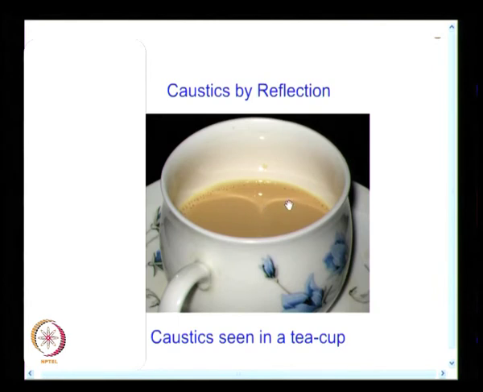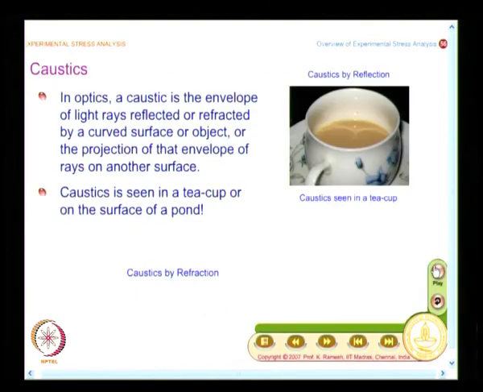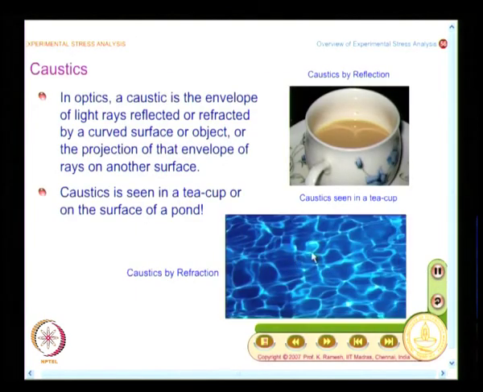We use it for measuring high stress gradient problems, but this is the physical principle. And when you go to a pond, you may also see nice structures like this, and all these silver lines that you see are because of the phenomenon of caustics. You might have noticed it, but you may not have named it. Now you can go and see these are all nothing but caustics. So caustics is seen in a teacup or on the surface of a pond.